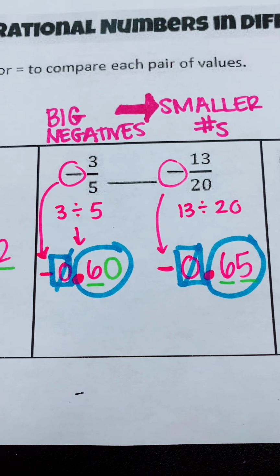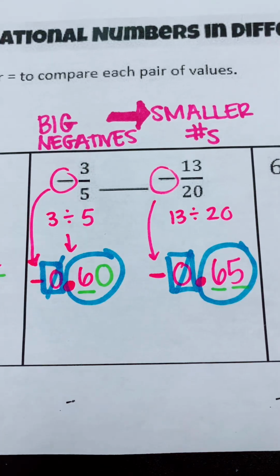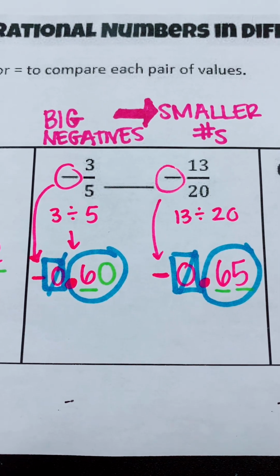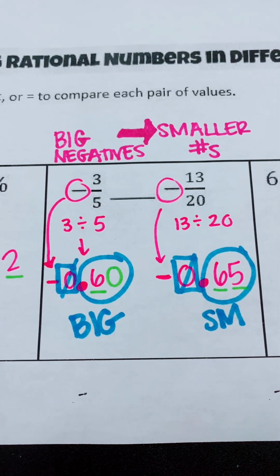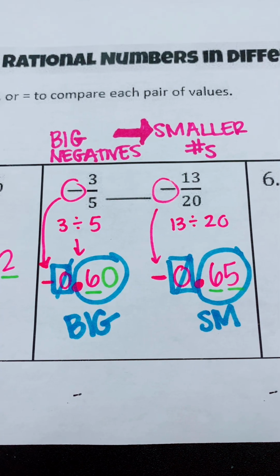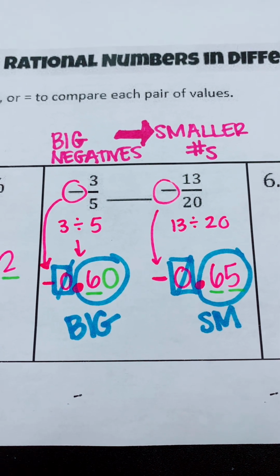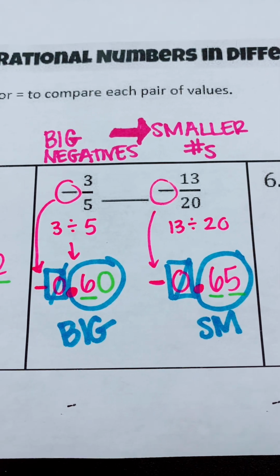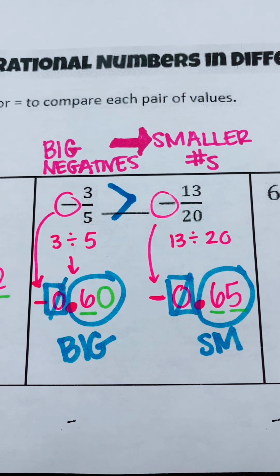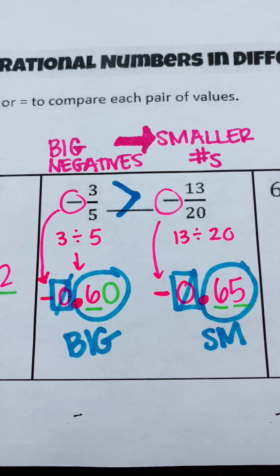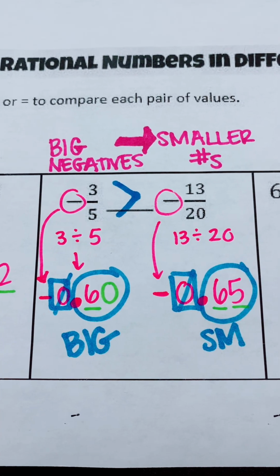The bigger negatives are smaller numbers. So I notice that 65 is a bigger negative than 60, which makes negative 0.65 the smaller number and negative 0.60 my bigger number. I need my greater than symbol. So negative 3/5 is greater than negative 13/20.